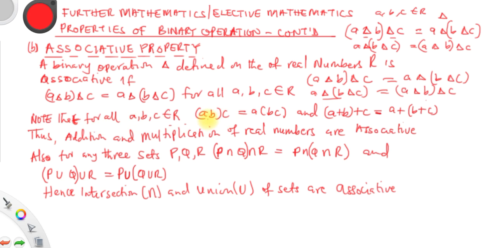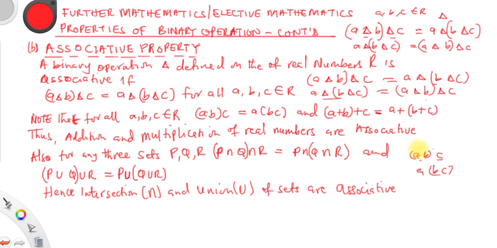So we are looking at the operation of multiplication under the set of real numbers. For all A, B, C belonging to the set of real numbers, you are going to multiply these three numbers A, B, and C. How do you multiply them? You can multiply the first two, A and B, first, and multiply the answer by C. Or you can multiply B and C first, and multiply the answer by A.